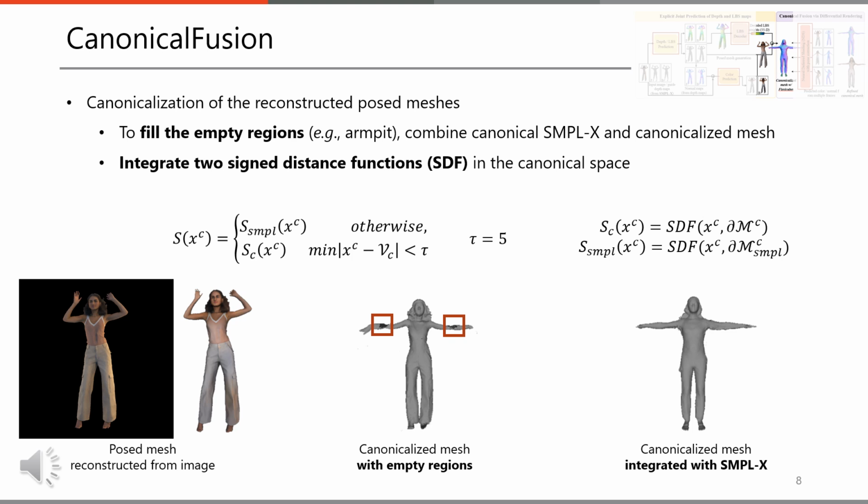The posed mesh reconstructed from the image, as shown on the left, can be directly canonicalized using the predicted LBS values without needing an additional SMPL fitting process. The center image shows the avatar that was directly canonicalized. When we integrate this mesh with SMPL in the SDF space with this process, we can get the result shown on the right. This mesh retains more detailed information about the hair and clothing compared to SMPL, which allows for more natural results during the next differentiable rendering process.